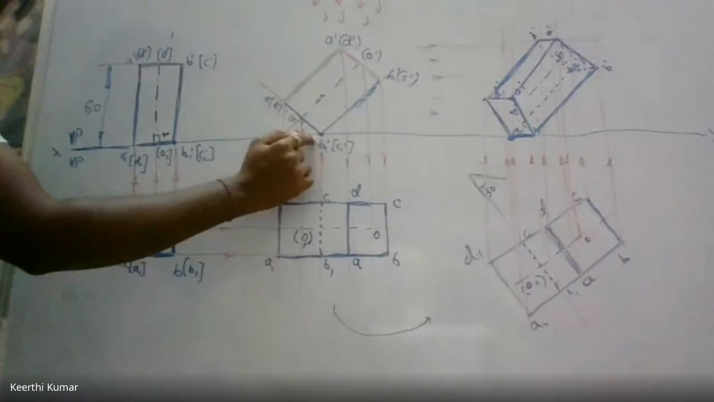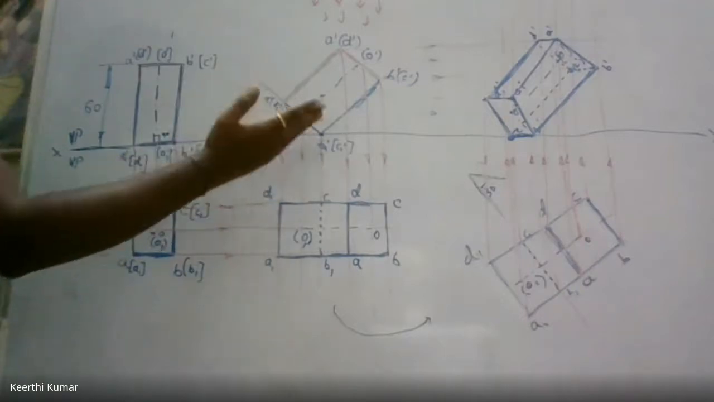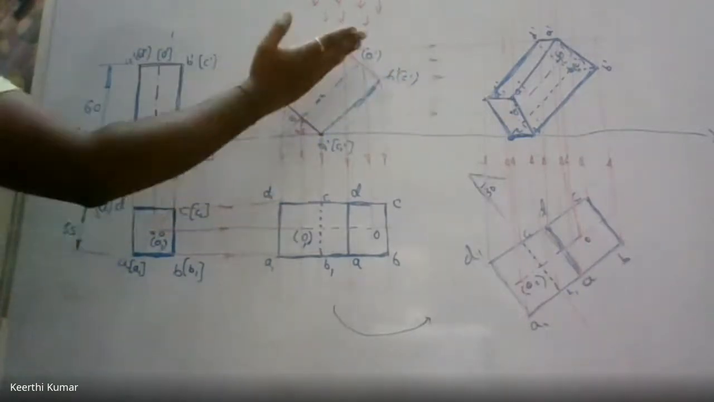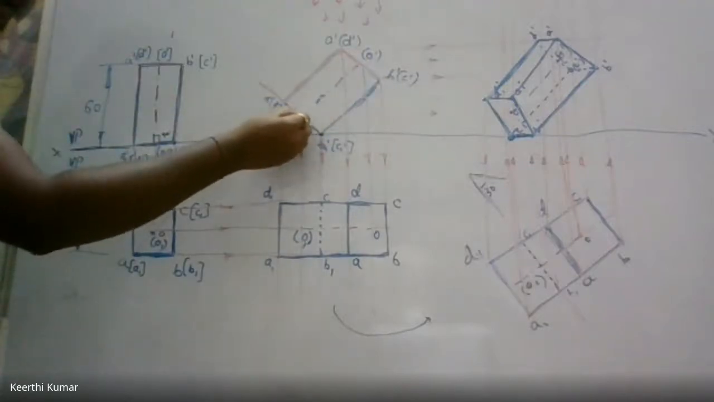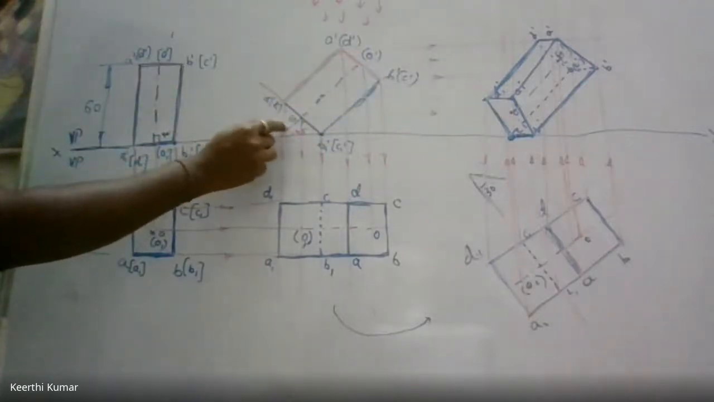Fix up this point B1, C1, rotate the base. Then draw perpendicular lines, complete this image. Then extend this with the projection line. Extend the axis line with the projection line, show that 45.